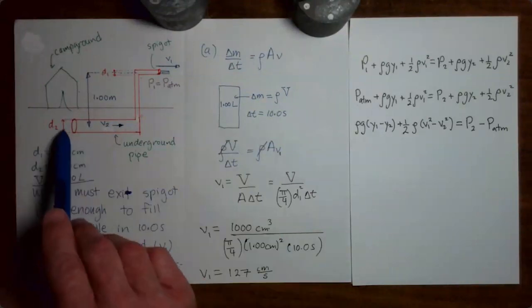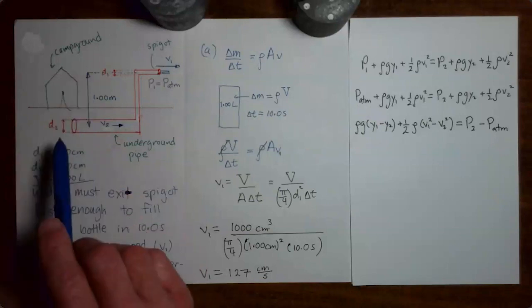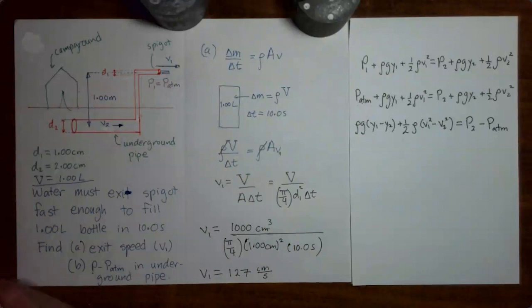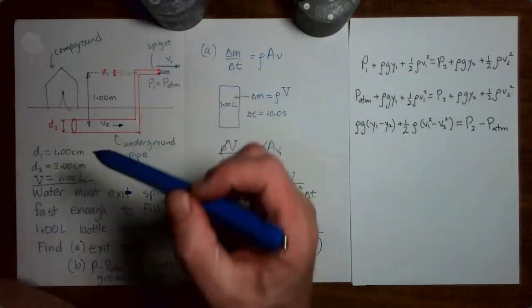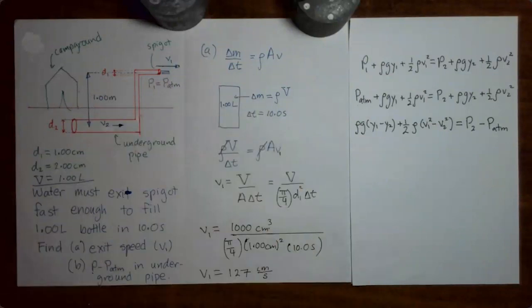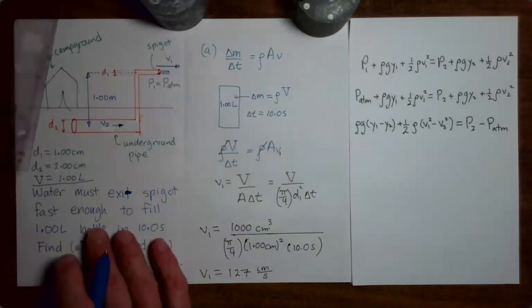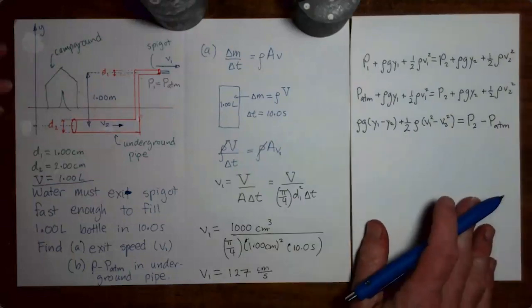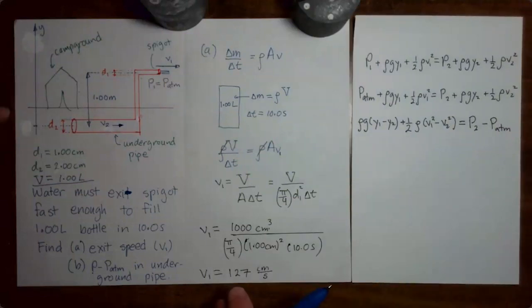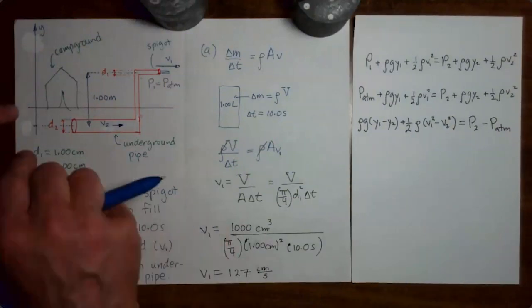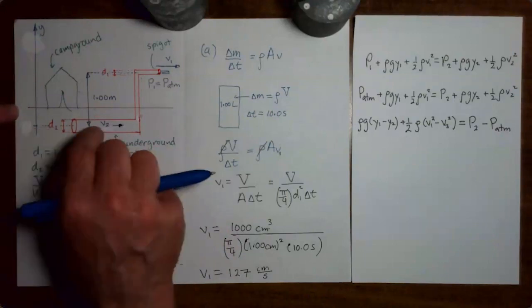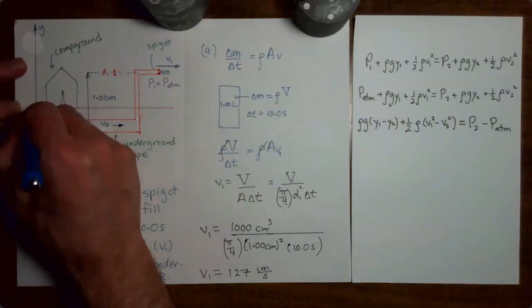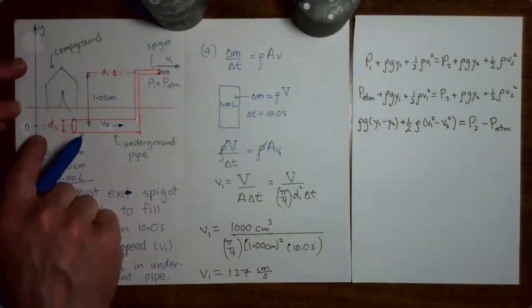I meant to tell you that there was a 1 meter vertical distance between the underground pipe and the spigot here where the water comes out. So I apologize that I left that out. Anyways, let's put in the y-axis. Now we can put our origin anywhere we like. So I'm going to put the origin of the y-axis down here at the level of the underground pipe. So this will be where y is equal to 0.